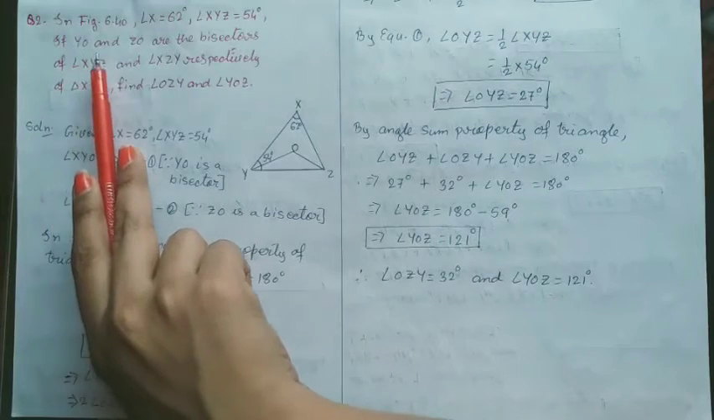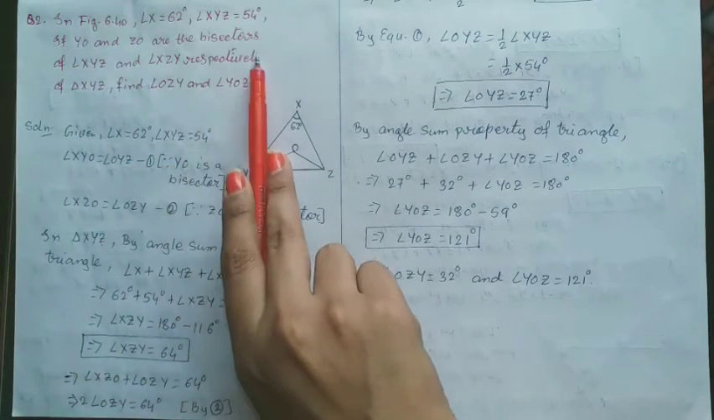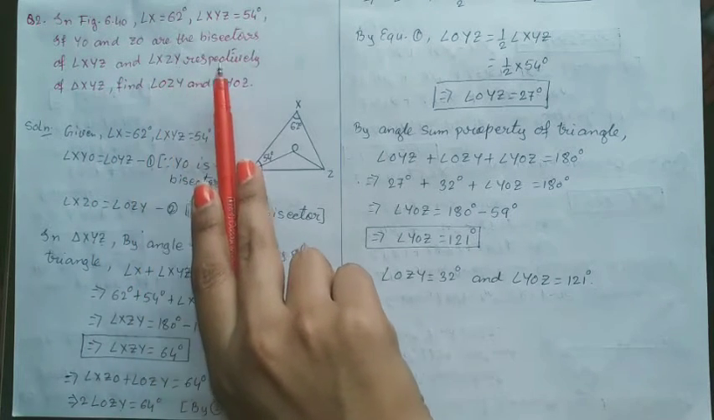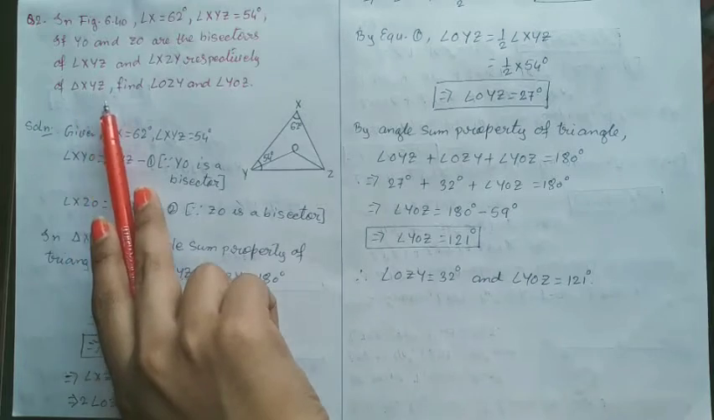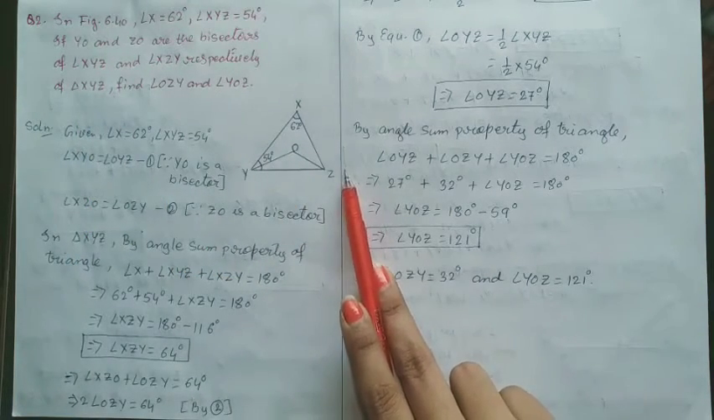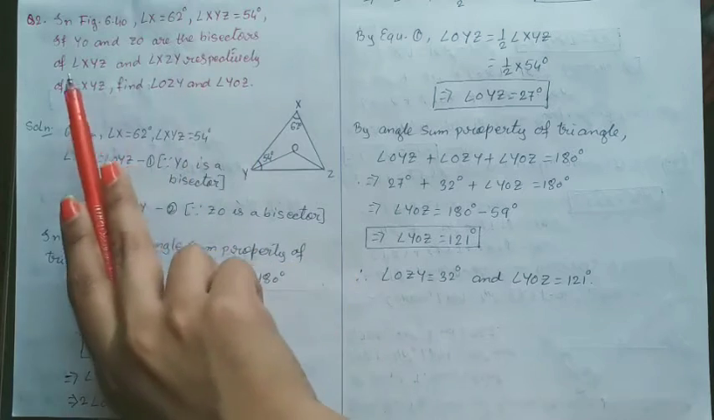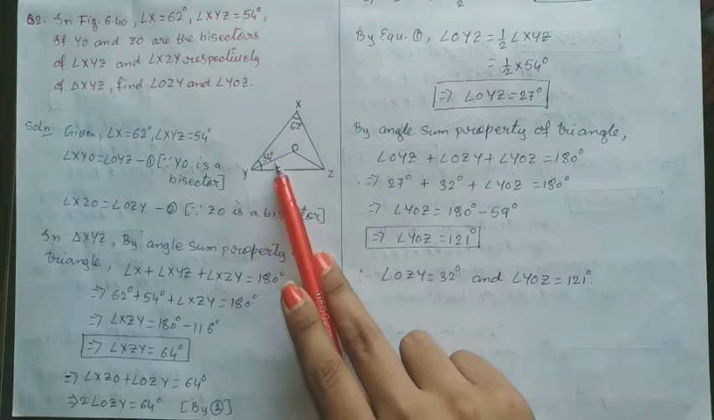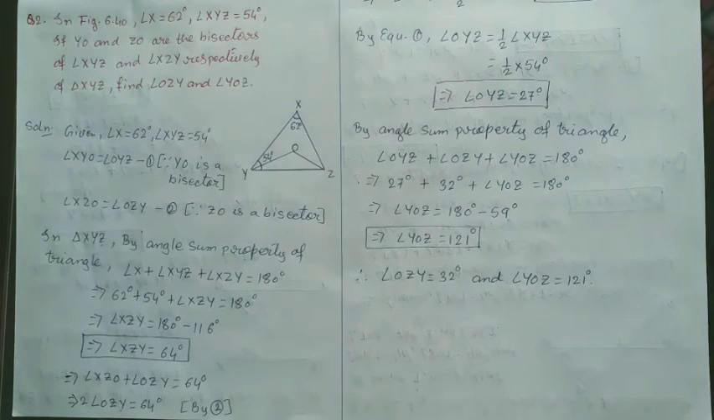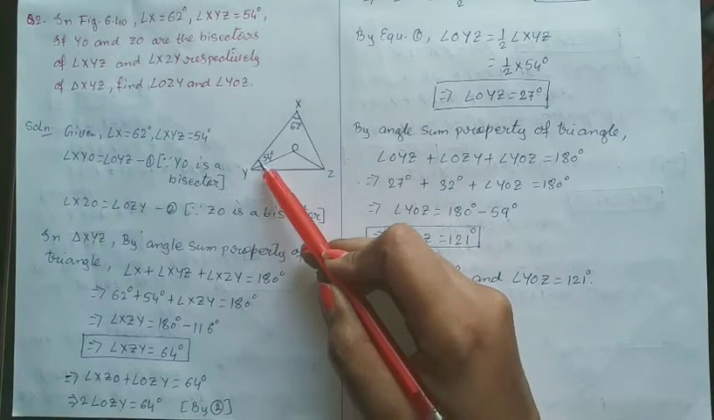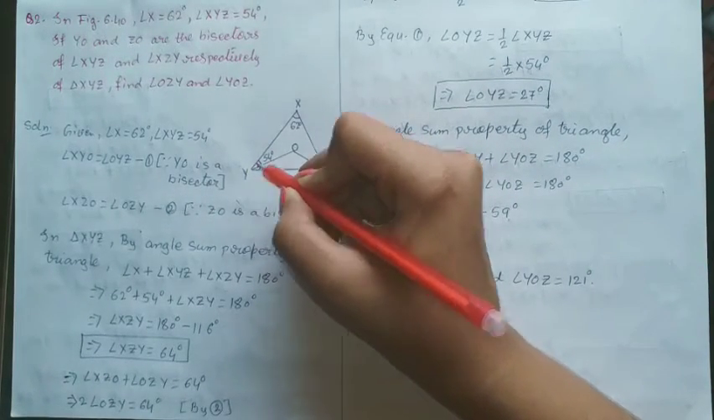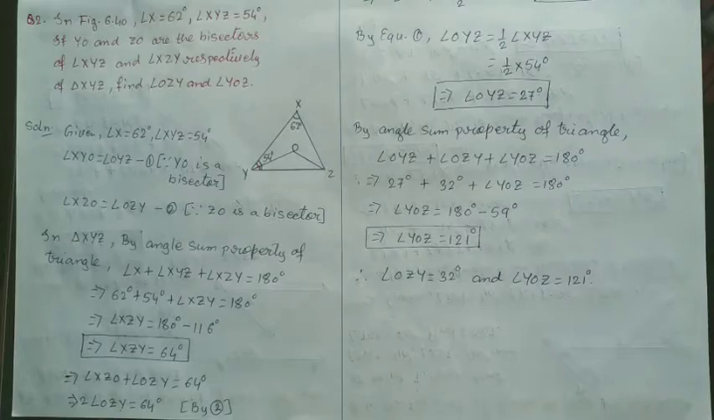Now, YO and ZO are the bisectors of angle XYZ and XZY respectively of triangle XYZ. So we have a triangle XYZ. Now it is said YO is the bisector of XYZ. XYZ is the given angle and YO is bisecting it. Bisecting means dividing into two equal halves. So if we divide this particular angle into two equal halves, that means this particular angle is equal to this particular angle. Both of them are equal.